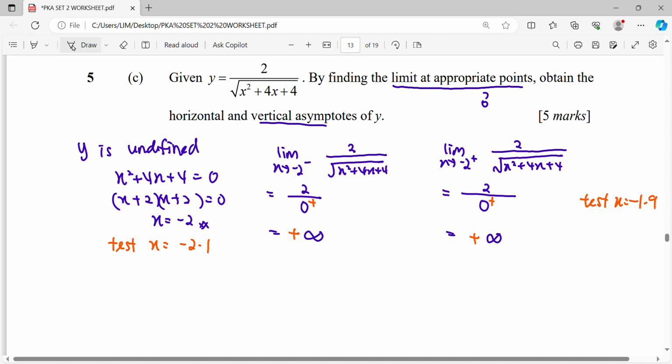So when you take your limit as x approaches a value and your answer is infinity, therefore this value that x approaches is a vertical asymptote.